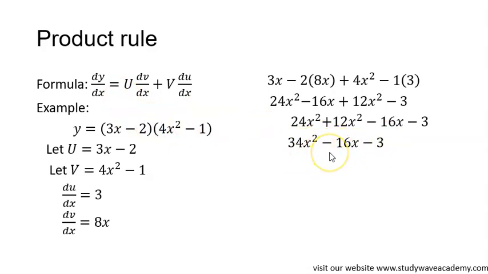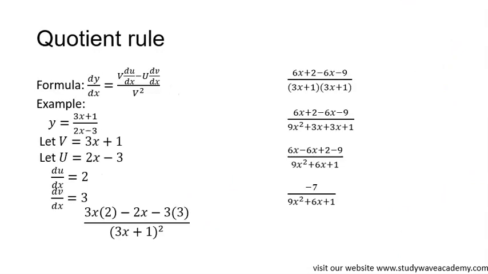Do you understand? So this is how to use the product rule. When you see a function like this, you use the product rule to differentiate. When differentiating a function like this, you use the product rule.